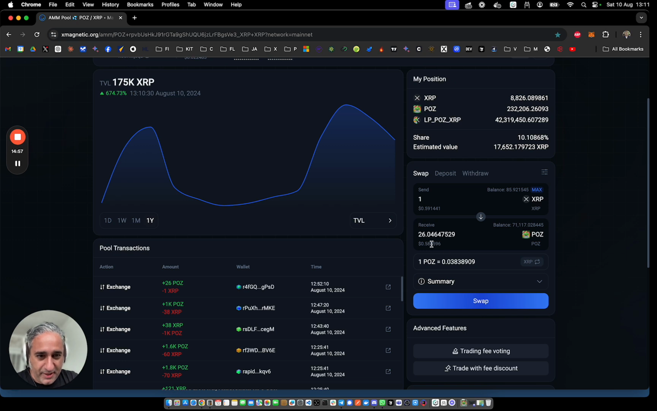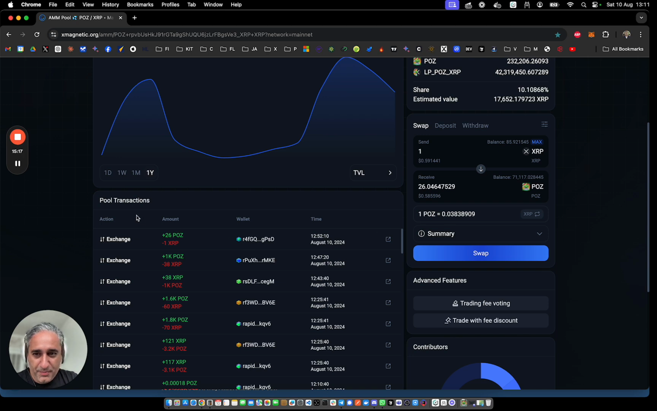You can also see we've got the POS value here. You can switch between the value of POS and XRP. So quickly you can tell that 1 XRP is 26 POS and 1 POS is 0.038 in terms of XRP.